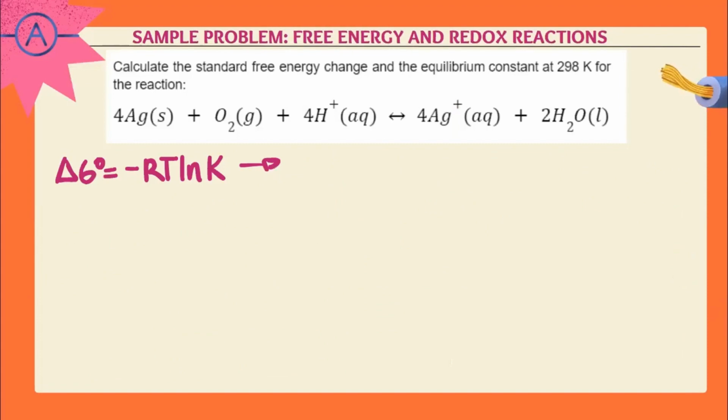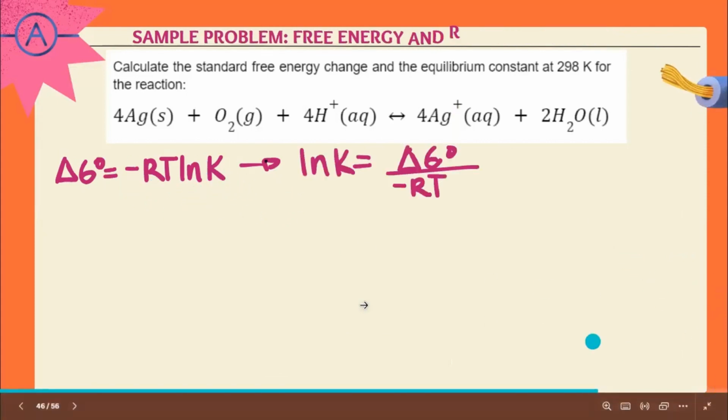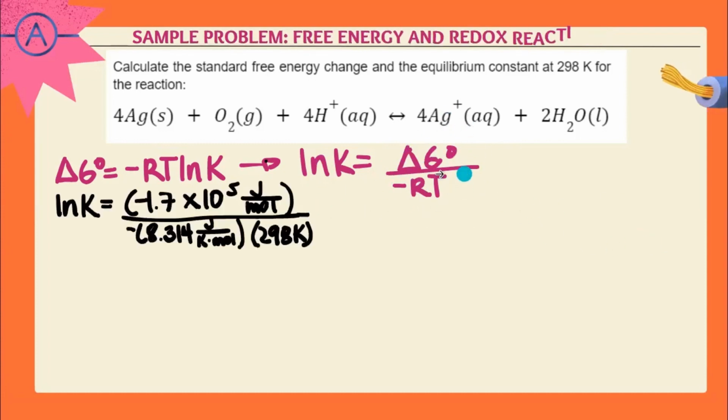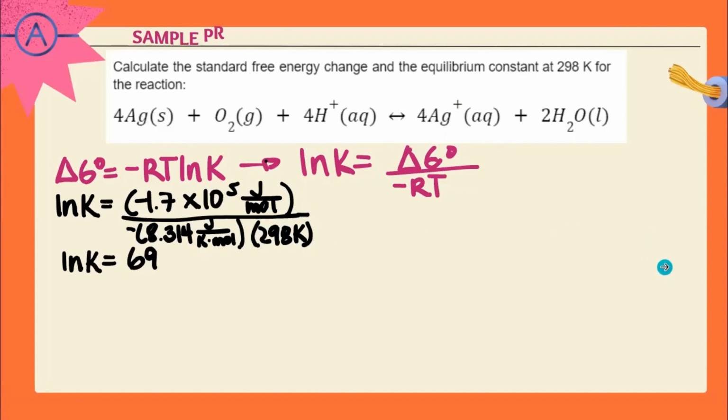A while ago, we also mentioned that K is related to delta G. So we use this formula to calculate for K. We modify the equation to have K on this side and all the other parameters on the other side of the equation. Then we plug in the values that we have. This is our calculated value for the Gibbs free energy, and we supply the universal constant R with the temperature, and we will get the value of 69.